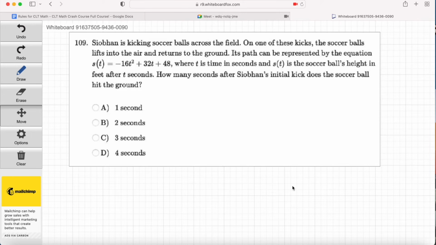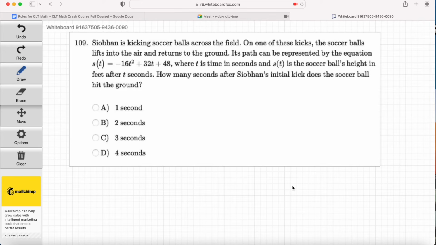On one of these kicks, the soccer ball lifts into the air and returns to the ground. Its path can be represented by the equation S of t equals -16t squared plus 32t plus 48, where t is time in seconds and S of t is the soccer ball's height in feet after t seconds. How many seconds after S's initial kick does the soccer ball hit the ground? What are we solving for?